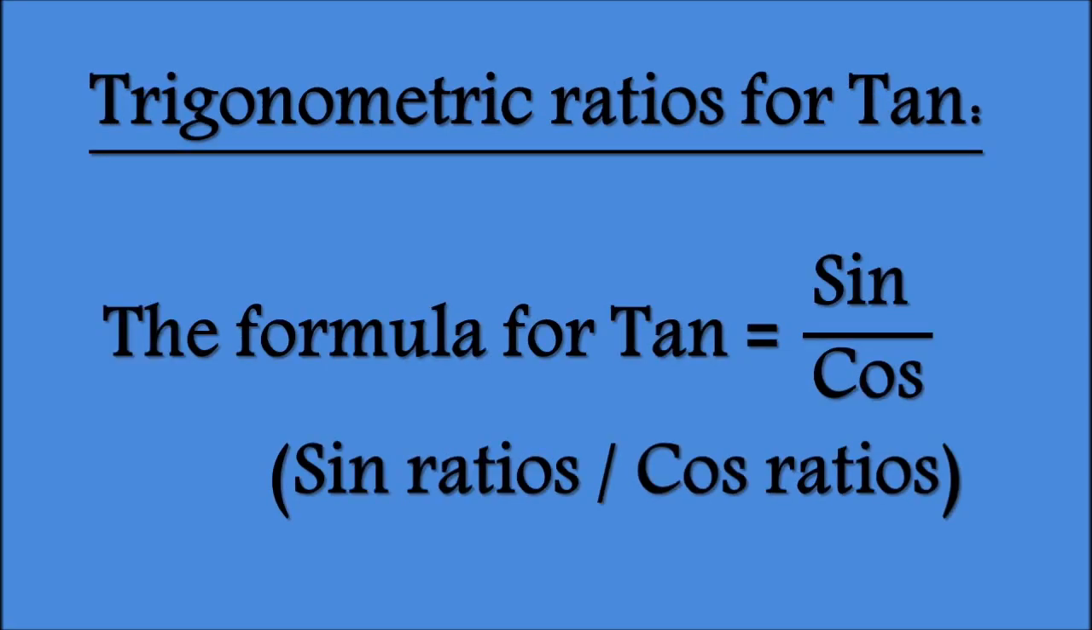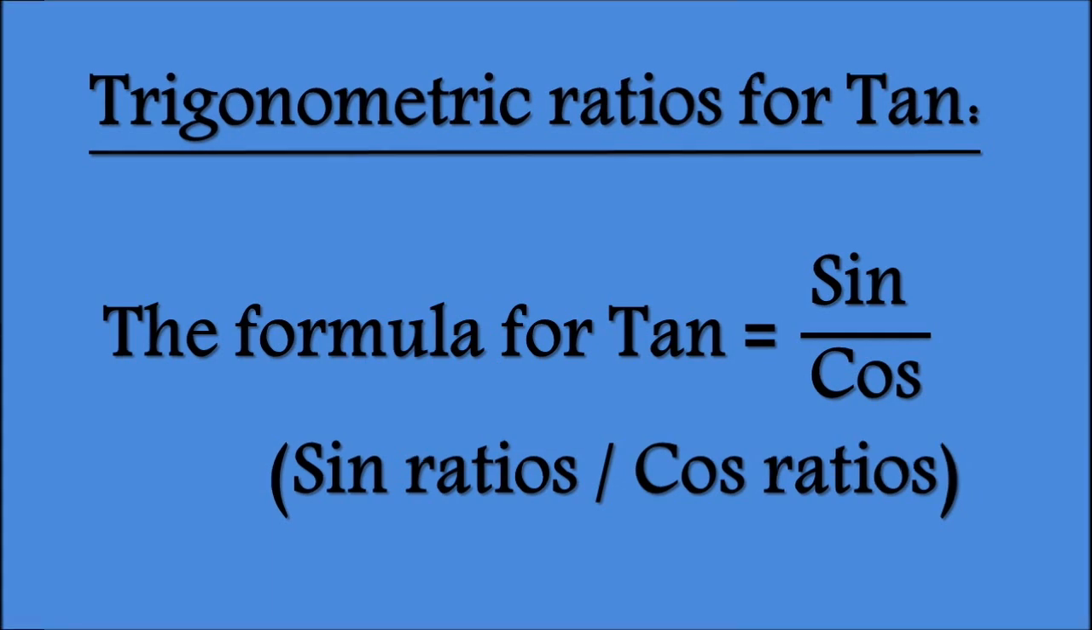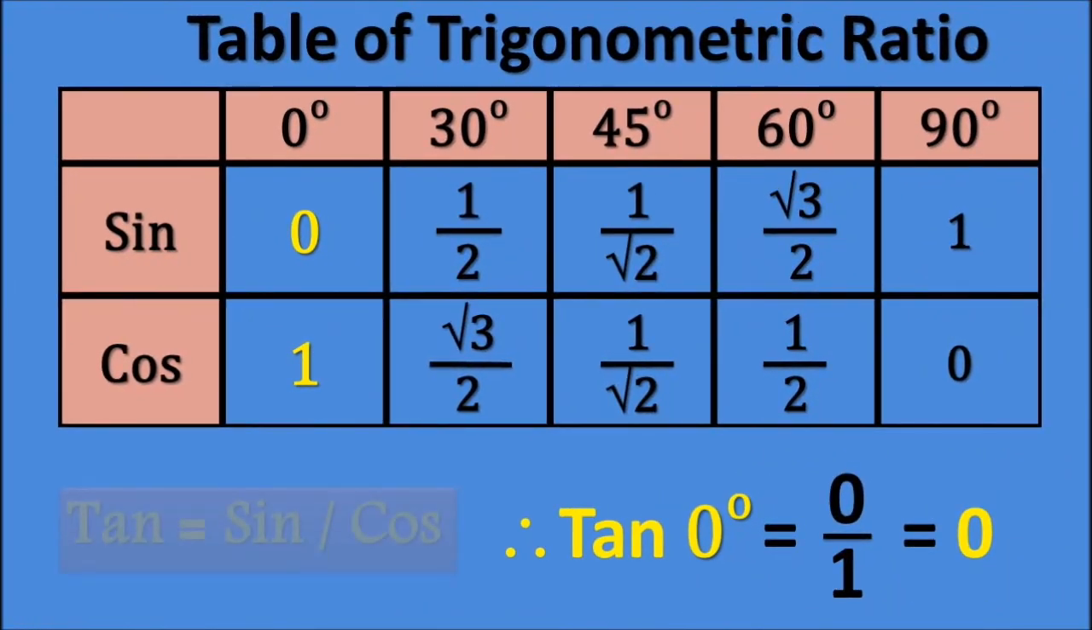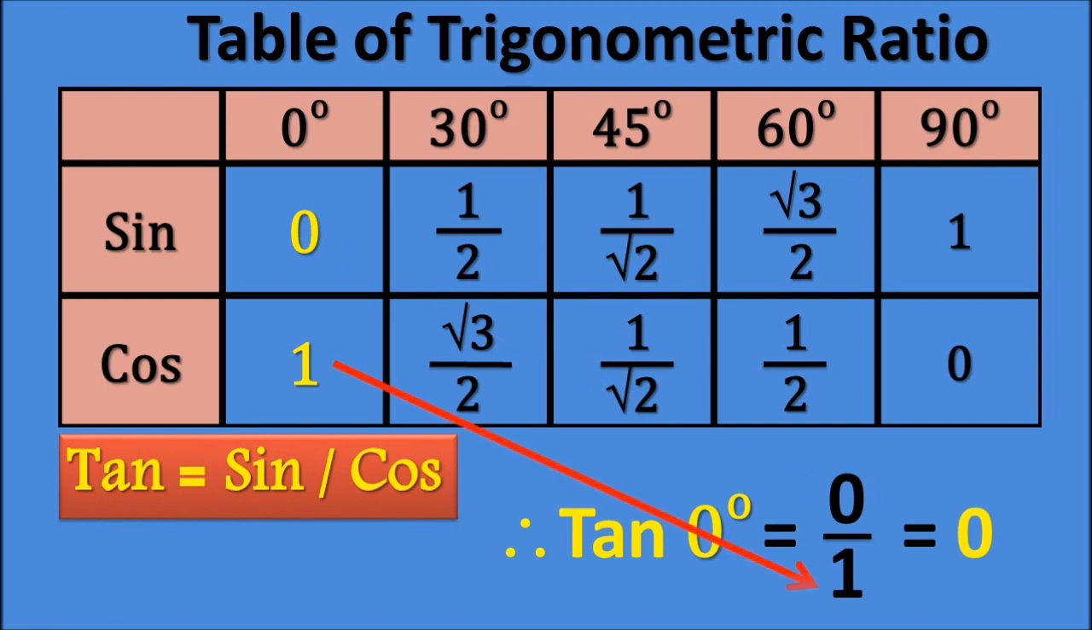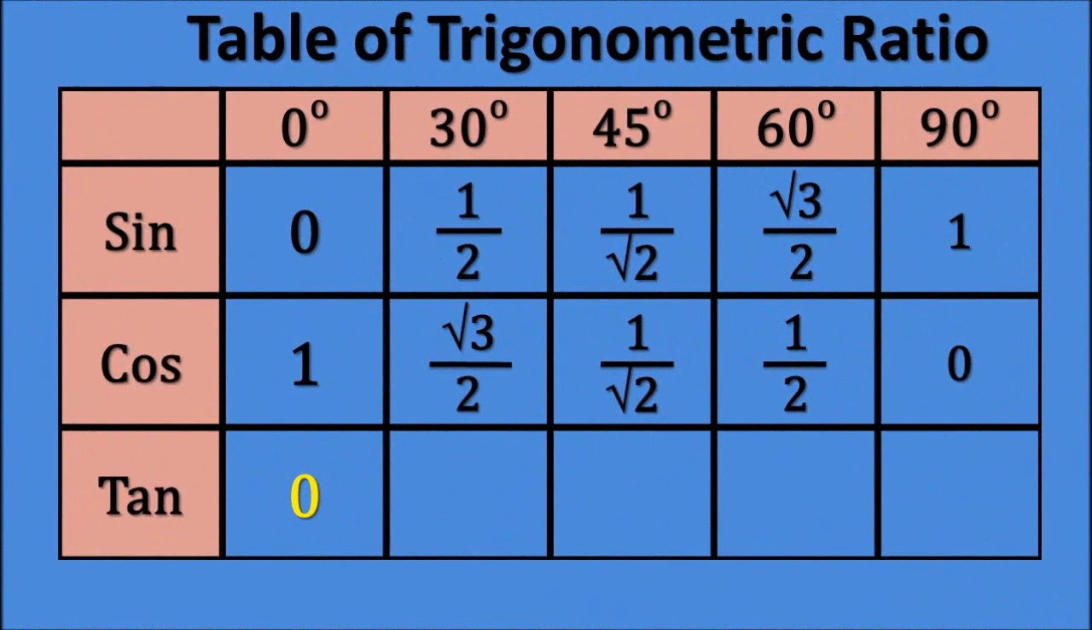The formula for tan is sin divided by cos. That is, sin ratios divided by cos ratios will give us tan ratios. So let's find out, replacing the values that we have already got for sin and cos. Tan 0 degree is equal to 0 divided by 1. So 0 divided by 1 is equal to 0. So tan 0 degree will be 0.